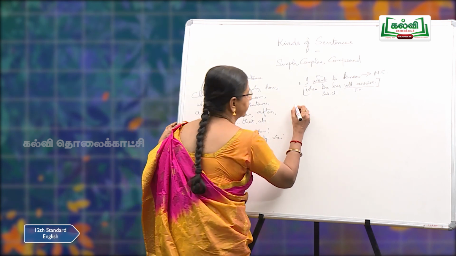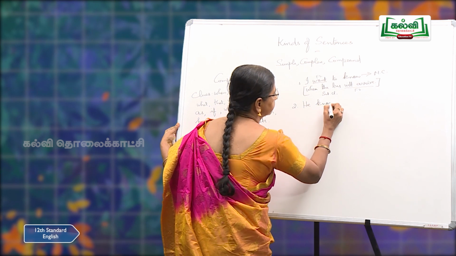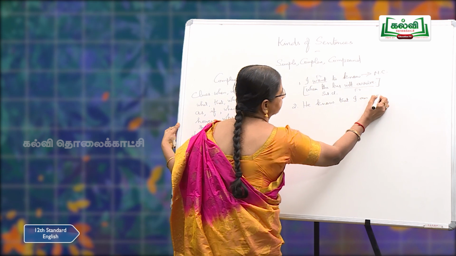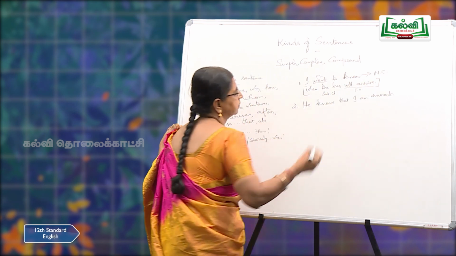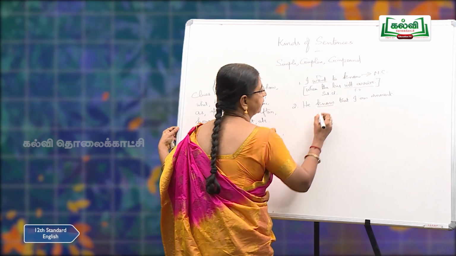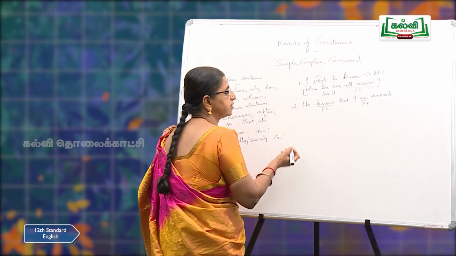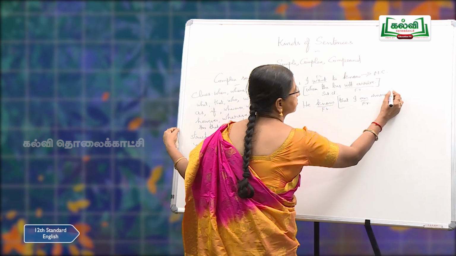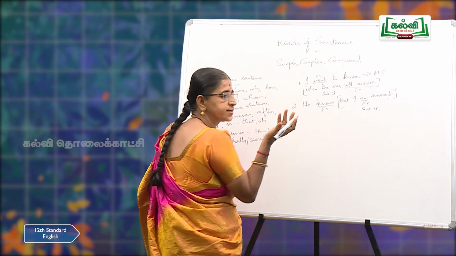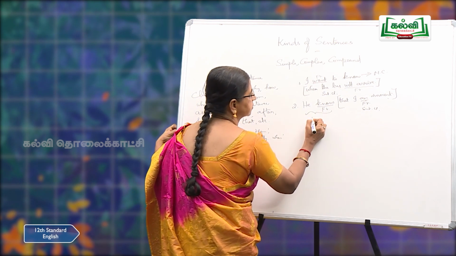Now look at this word that. He knows that I am innocent. He knows something. What is it? That I am innocent. So knows is one finite verb, am is another finite verb, that is your clause marker. Along with this, that I am innocent is your subordinate clause. He knows it, he knows, he doesn't know, he knows. So this is your main clause.